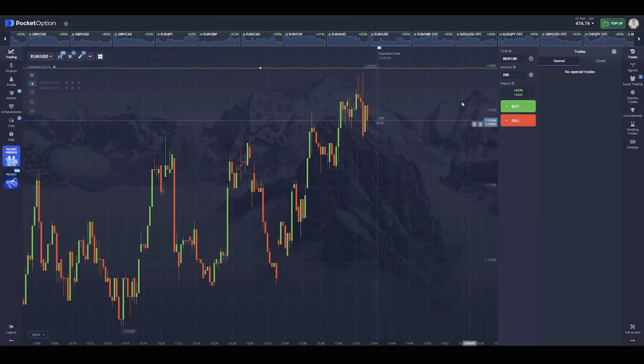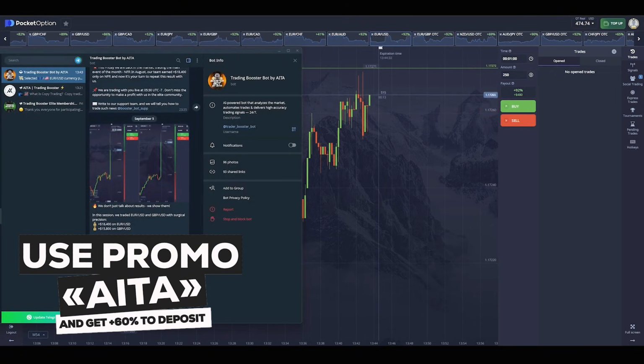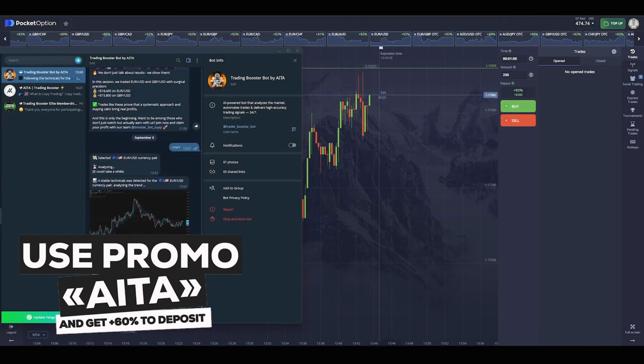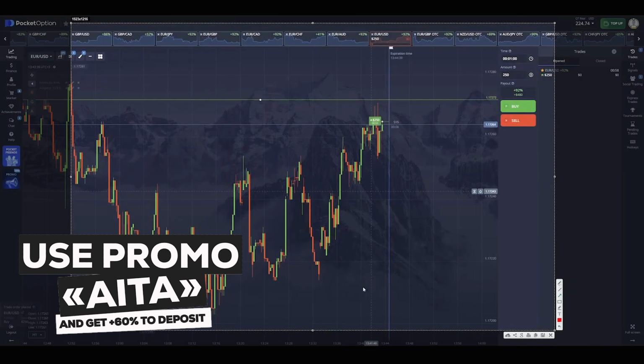Now I choose the currency pair Euro, $250 for one transaction. I selected it in the booster bot as well, and now I choose the trade time, 1 minute. I get a buy signal, and right from here, I'll open a buy trade. As we can see on this currency pair, we have a good upward movement.